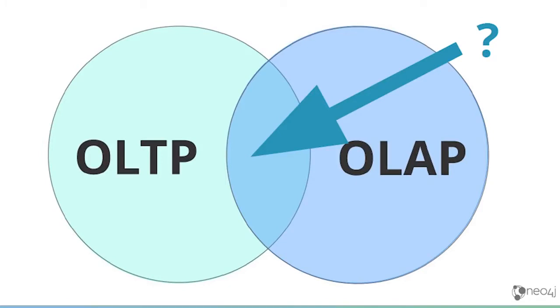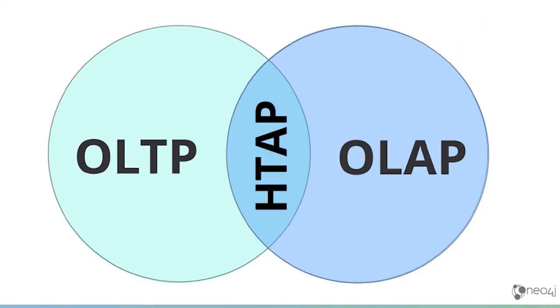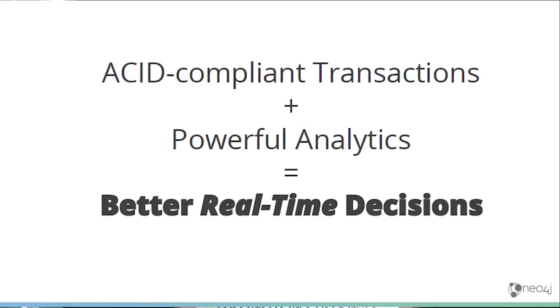And that overlap here is called HTAP, or Hybrid Transactional Analytical Processing. This is about using the same system to both run your ACID-compliant transactions, have as your system of record for your data, as well as run your analytics, and then use the results of those analytics to inform future transactional activities. So ACID-compliant transactions plus powerful analytics equals better real-time decisions.